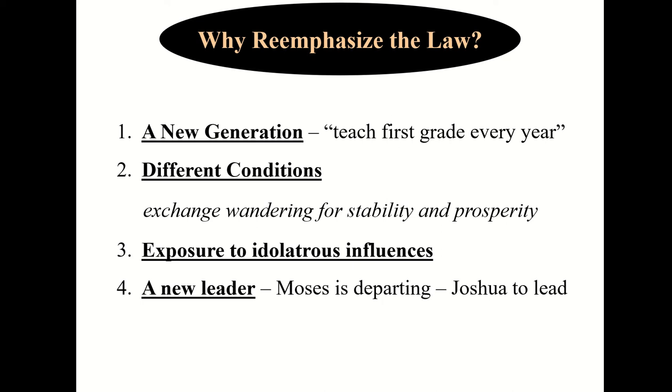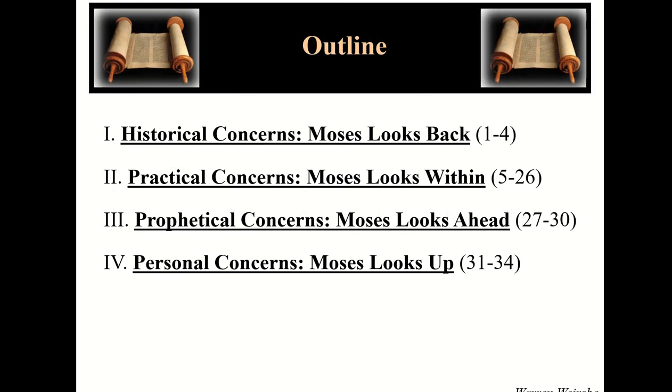Well, 4 reasons we suggest. There's a new generation. As we've often said, we teach first grade every year in school, so a new generation needs to be taught what the previous generation may have or should have learned. Secondly, there are different conditions. They're exchanging the wandering in the wilderness for stability and prosperity, and that causes some problems for them. Thirdly, they're going to be exposed to idolatrous influences. And fourthly, there's a new leader. Moses is departing, and Joshua is to lead.